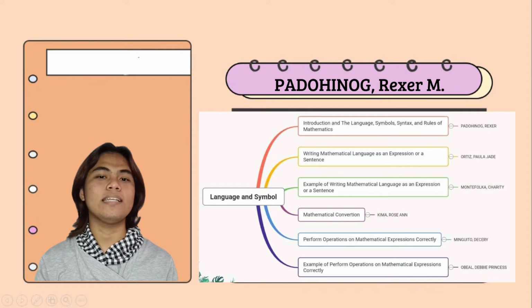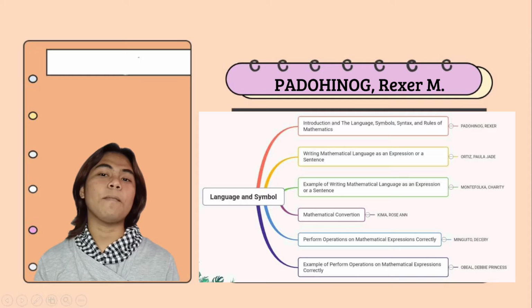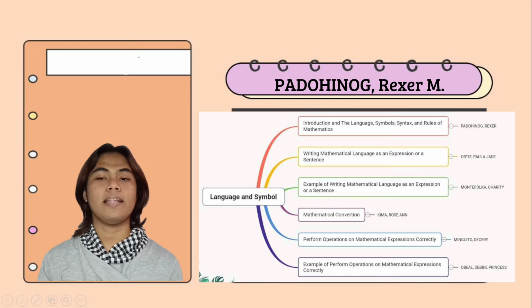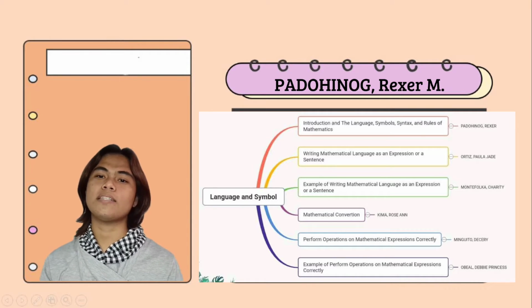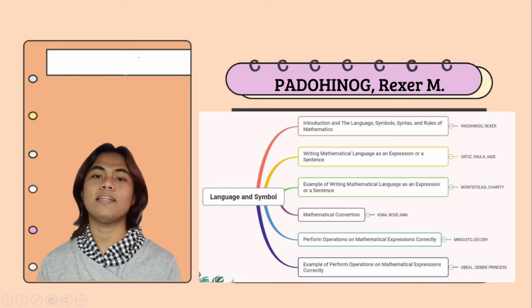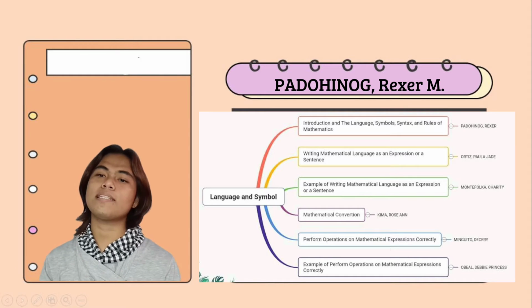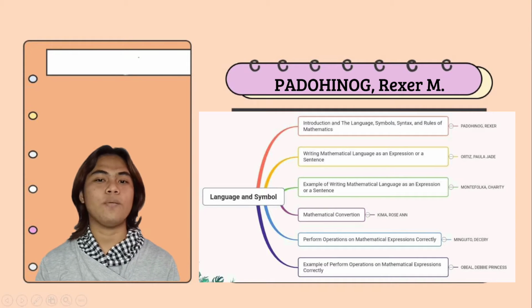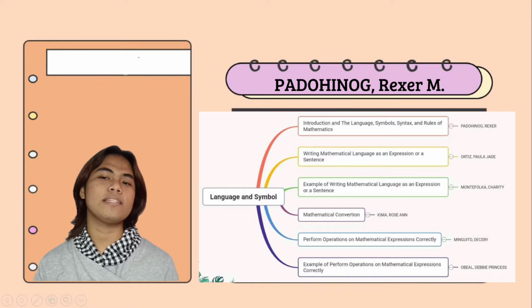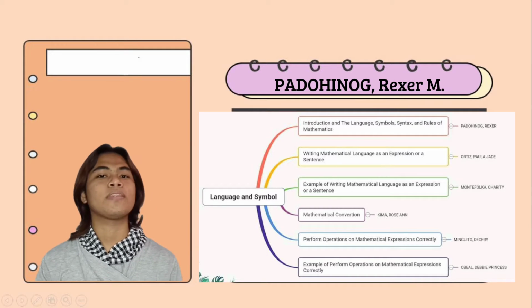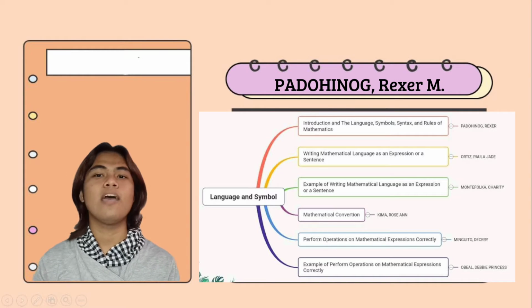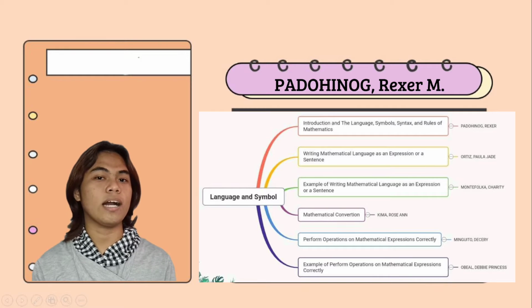This concept map presented is our title or the main topic, which is the language and symbols, followed by its subtopics and its reporters. First, introduction, which I am doing right now, and then discussing the language, symbols, syntax, and rules of mathematics, which will be discussed by yours truly, Rexer Padihinog. Second, writing mathematical language as an expression or a sentence, which will be discussed by Miss Paula J. Ortiz. Next is examples of writing mathematical language as expression or sentence, which will be discussed by Miss Charity Montefolca.